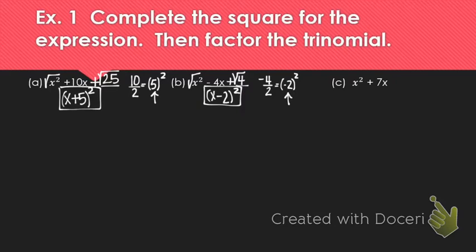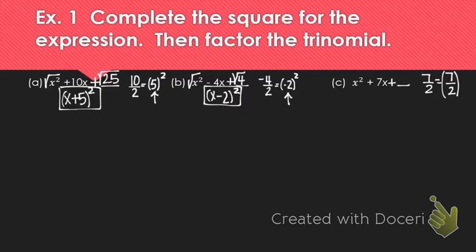Work letter C on your own. Letter C. We add a plus and a blank. All right. What is the b value of letter C? 7, and we divide that by 2. Now, we're going to leave it improper. So, essentially, we're taking 7 halves and we're doing what with it? Dividing it.